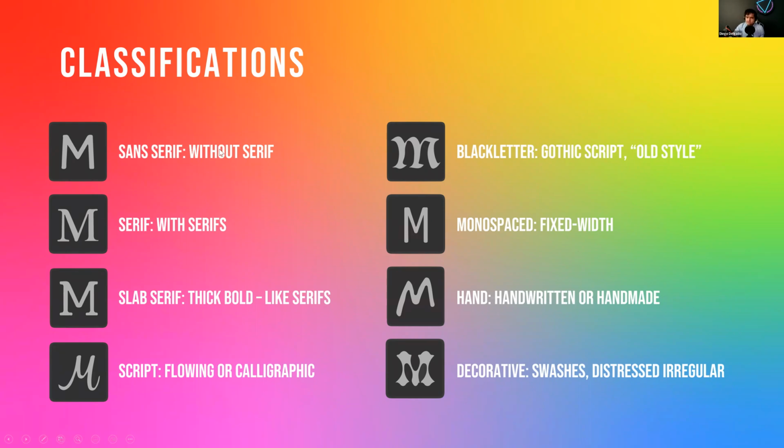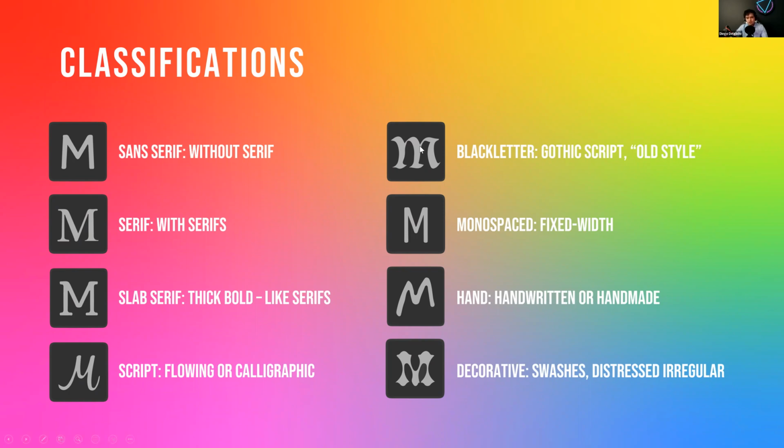Sans serif is typefaces that do not have serifs, whereas serif is self-explanatory. It does have serifs. Slab serifs are going to have very thick serifs, serifs that look like a slab. Script is made to look like calligraphy. It's made to look flowing and smooth, like someone who really knew what they were doing actually wrote that down. Black letter is going to be like old time lettering. It's going to feel Gothic and old school.